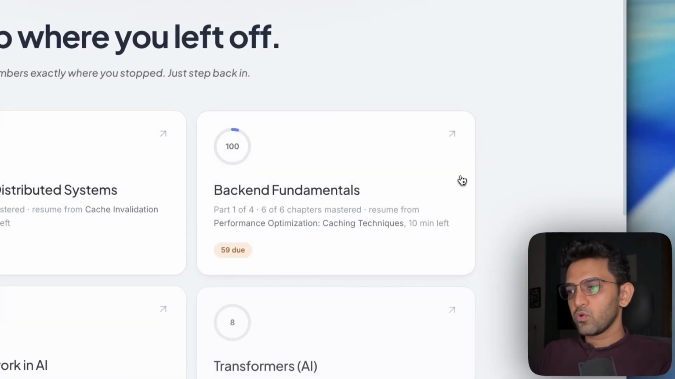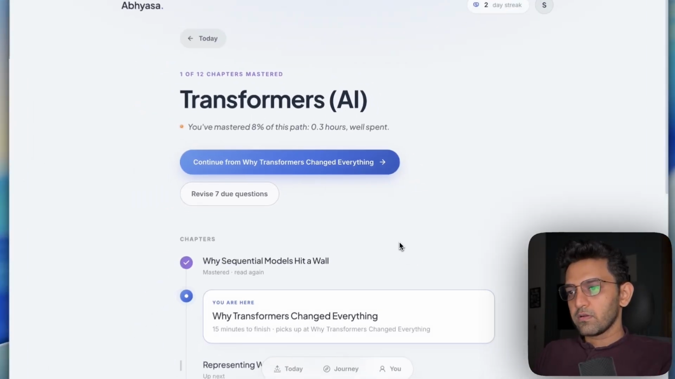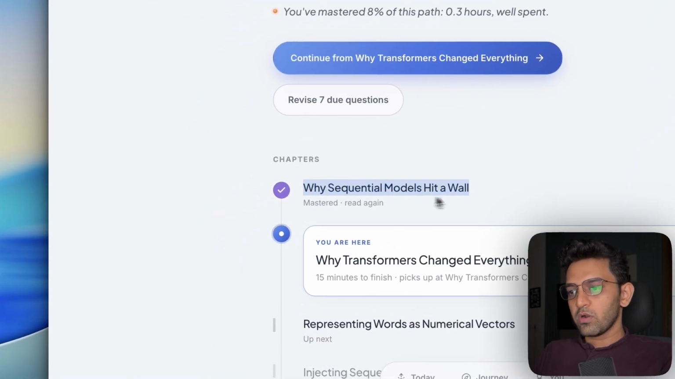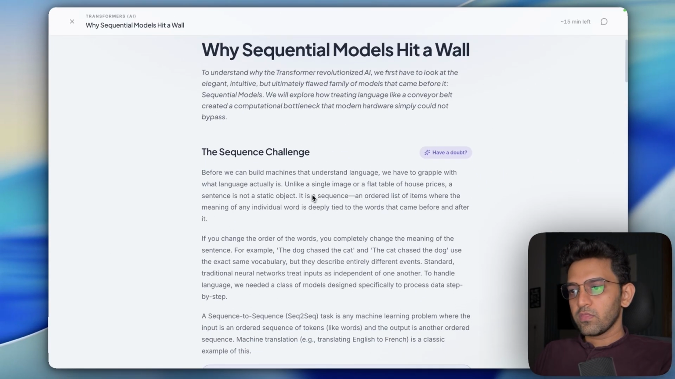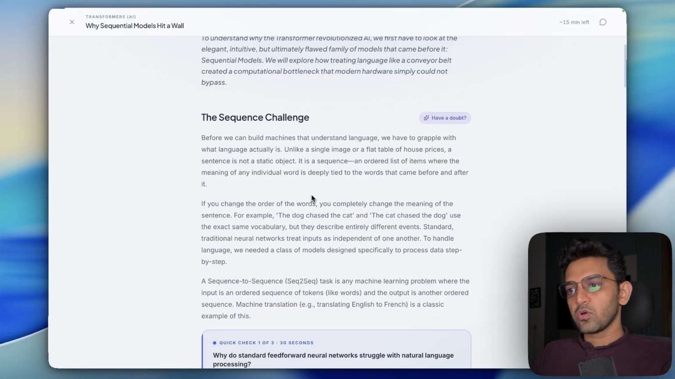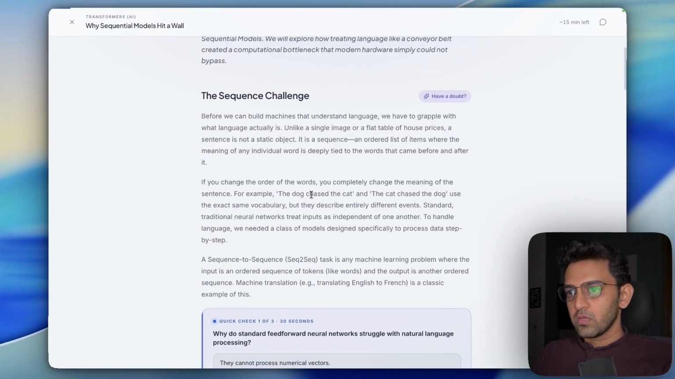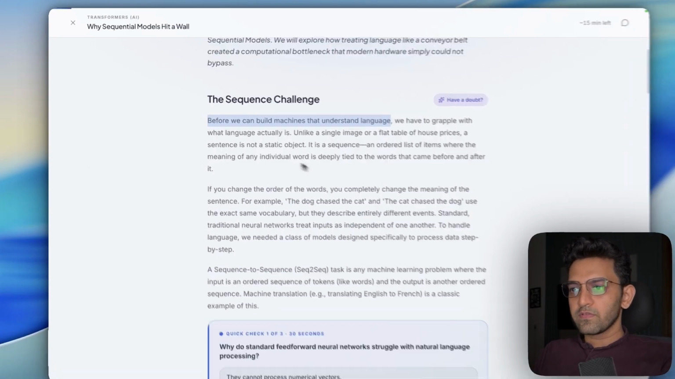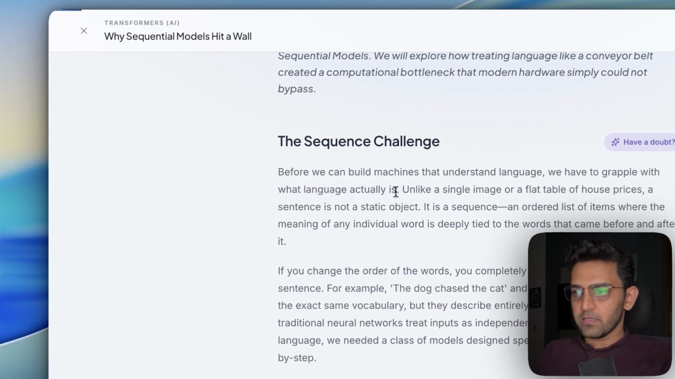We'll first navigate to all topics, where we have a topic created for transformers. The first chapter, why sequential models hit a wall. We'll click on that. The first section talks about the sequence challenge. Before we can build machines that understand language, we have to understand what language actually is.